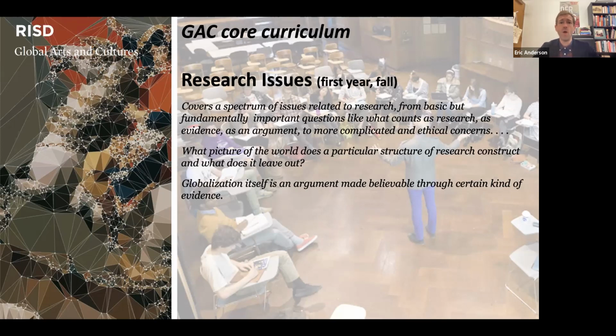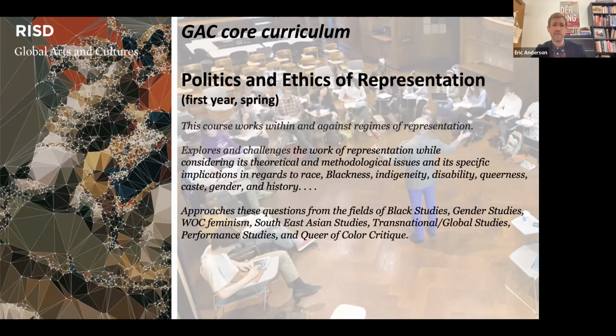Big questions like what picture of the world does a particular structure of research construct, and what does it leave out? And it connects all those discussions about research to the basic material of the program, to the study of global relations and globalization, argues that globalization itself is an argument made believable through certain kinds of evidence, certain structures of research. So it's a core curriculum in the first semester that is both engaging students with a certain way of thinking, a certain body of material, and then preparing for ongoing study.